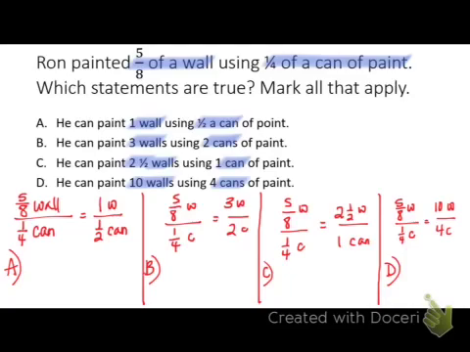So for A, 5/8 of a wall with 1/4 of a can compared to 1 wall and half a can, you would cross multiply to see if the two sides are equal. So 5/8 times 1/2 would give us 5/16. And we need to see if that is equal to 1/4 times 1, which is 1/4. Both of these fractions are simplified and they are not equal to each other. So no, this is not proportional.